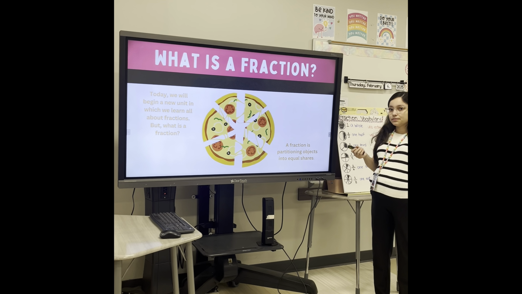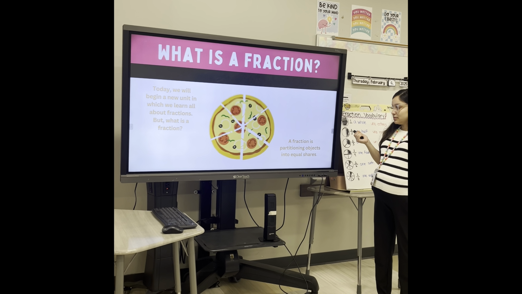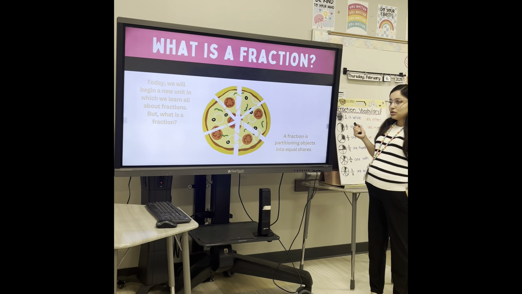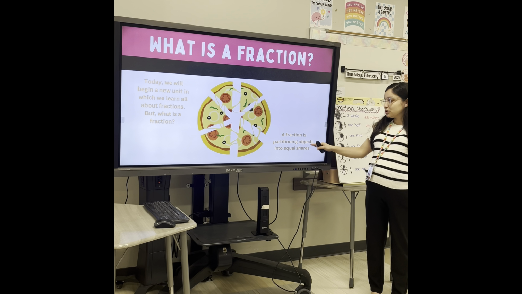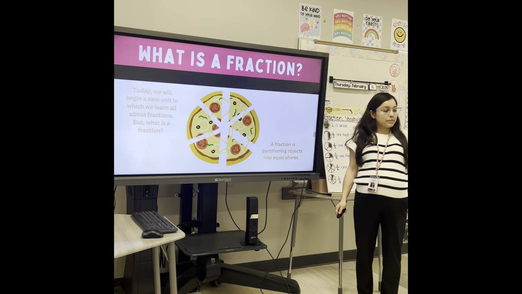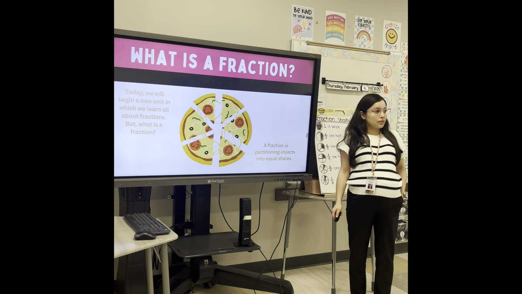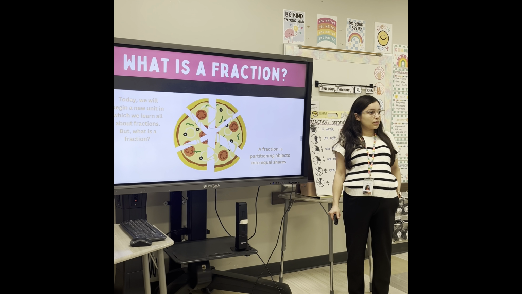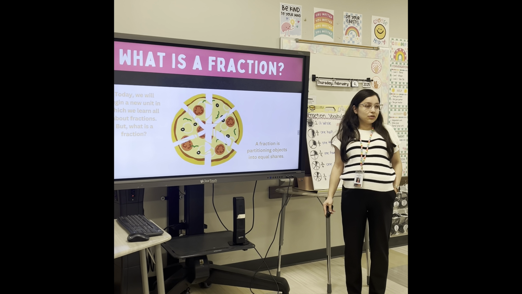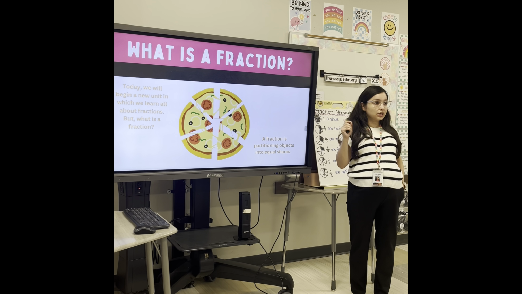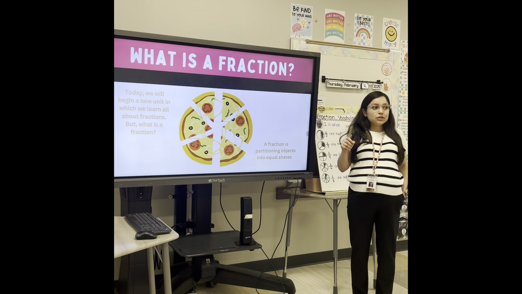A fraction is partitioning an object into equal shares. Okay, so partitioning an object into equal shares, okay? Can you put that in your own words? A fraction is a shape or an object that you divide into equal parts to share. Thank you. So like a shape or an object that you divide into equal parts, keyword equal parts, to share.